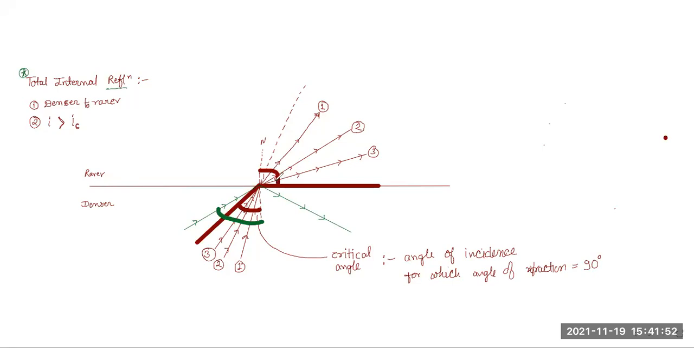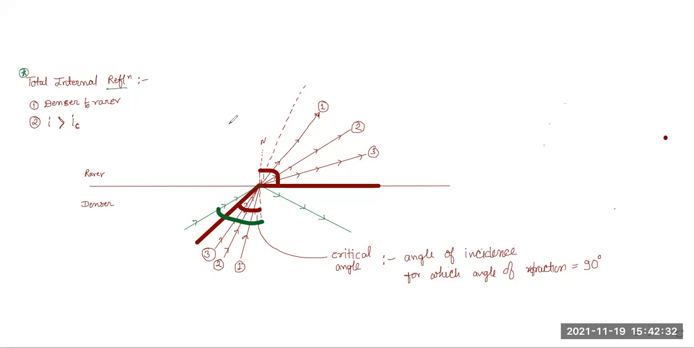It is 90 degrees. So while defining critical angle, we need not say that it is the angle of incidence for which the refracted light travels along the border of the media. That's not the proper way of defining. We define it in such a way that critical angle is the angle of incidence for which the angle of refraction is equal to 90 degrees. And then only it is possible to have total internal reflection using a refracting surface.